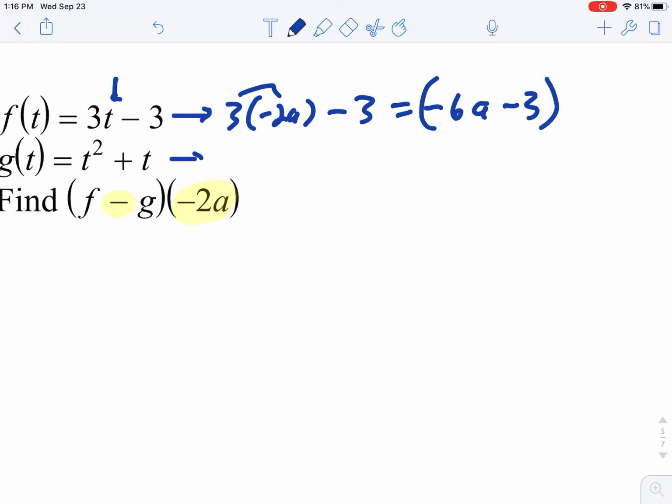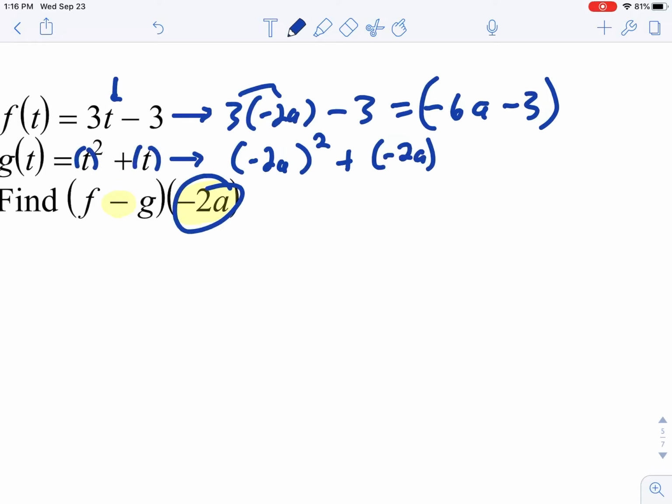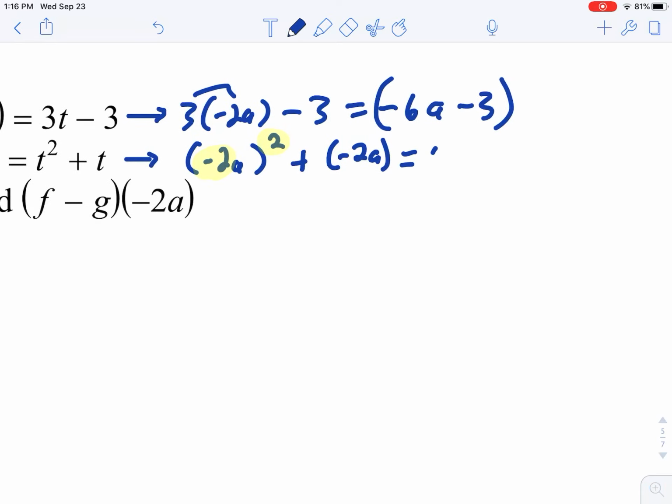The next one's going to be a little bit more challenging. I need to plug in negative 2a, so it's negative 2a squared plus negative 2a, right? Both of these t's become negative 2a. Now, a little while ago, I talked about squaring. So what ultimately happens when you square a negative number? Negative 2 times negative 2 works out to be positive 4. So when you square that, you get positive 4. And of course, that is a squared. And then plus negative 2a, right here, you can just write minus 2a.